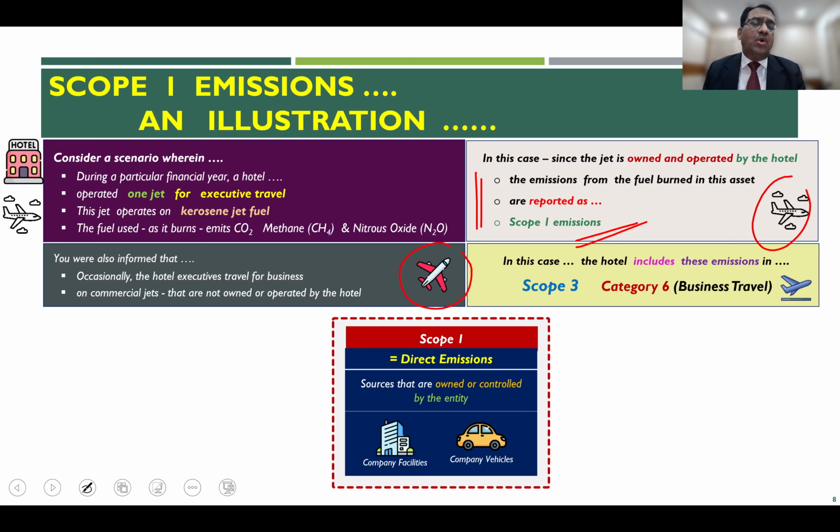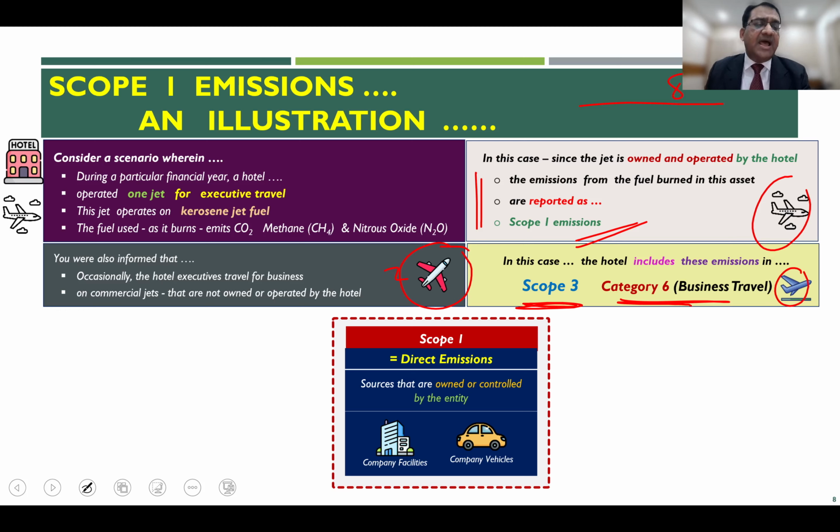They are using, let us say, Indigo's aircraft. Then in that case, the emissions which is happening on account of that travel will fall within scope 3 category 6. If you see, we have seen there are 8 categories of upstream value chain emission in scope 3. Then business travel happens to be the 6th category in that.